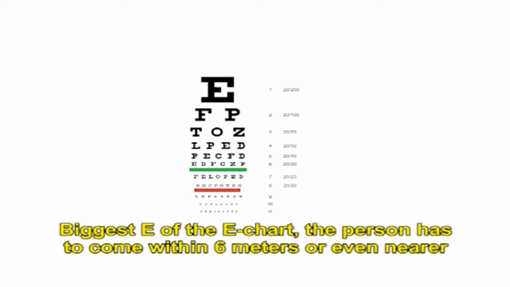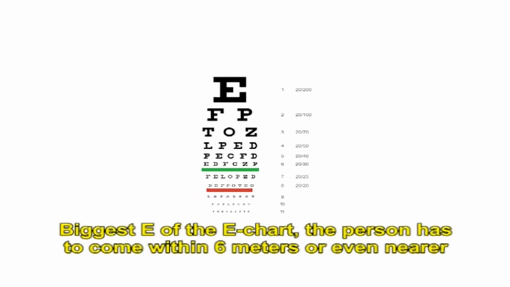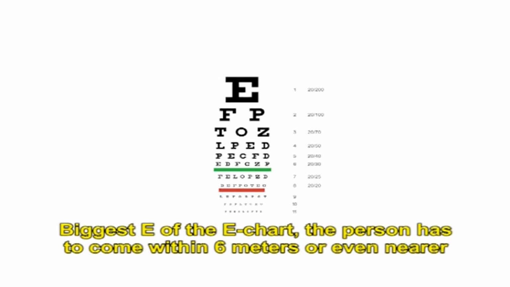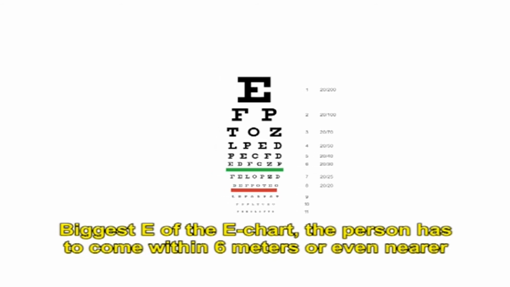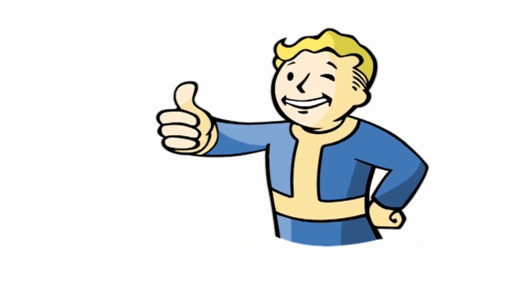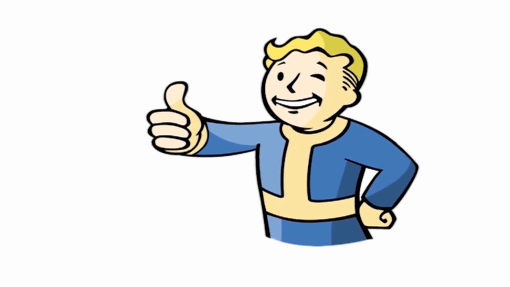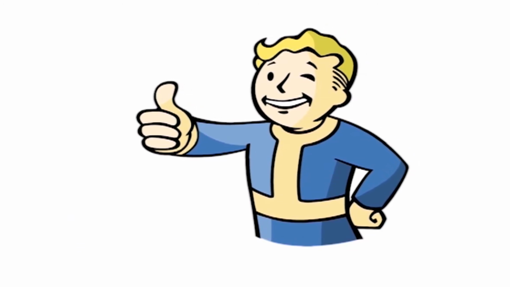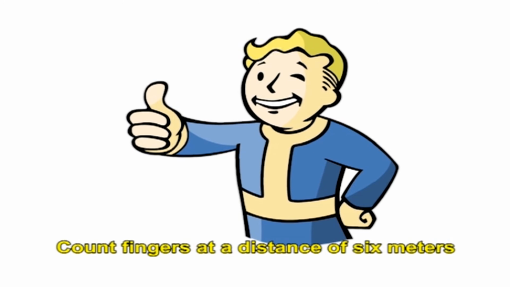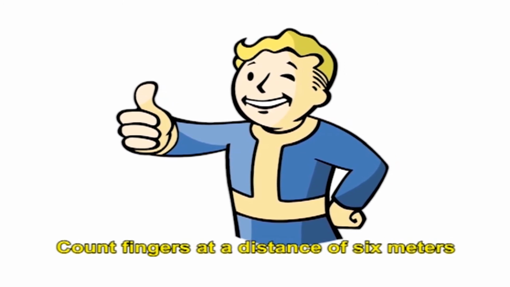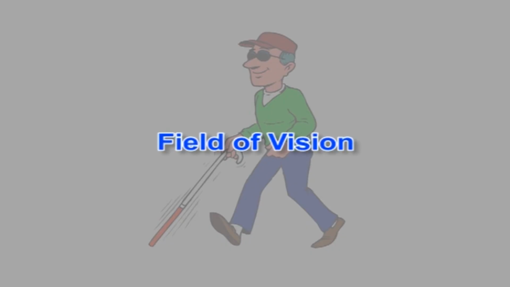If vision is so impaired that to see the biggest E of the E chart, the person has to come within 6 meters or even nearer, he is considered blind. The simplest method of testing visual acuity is to see whether the person can count fingers at a distance of 6 meters.